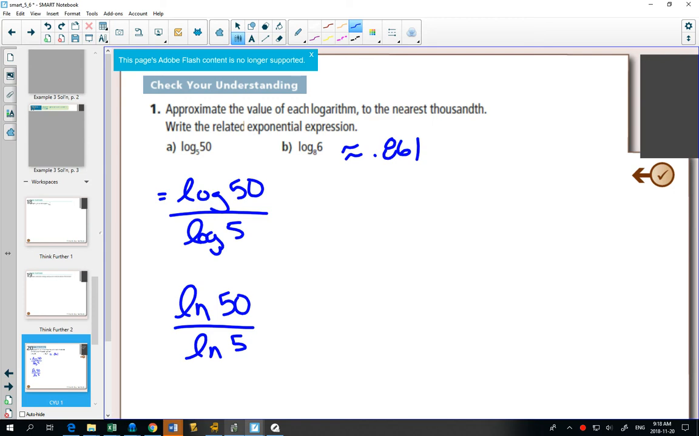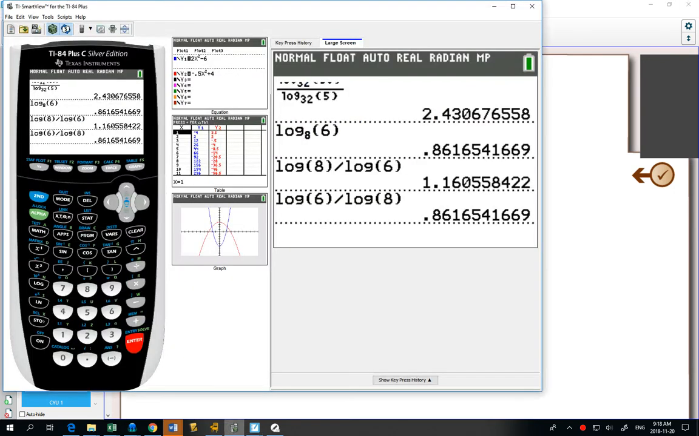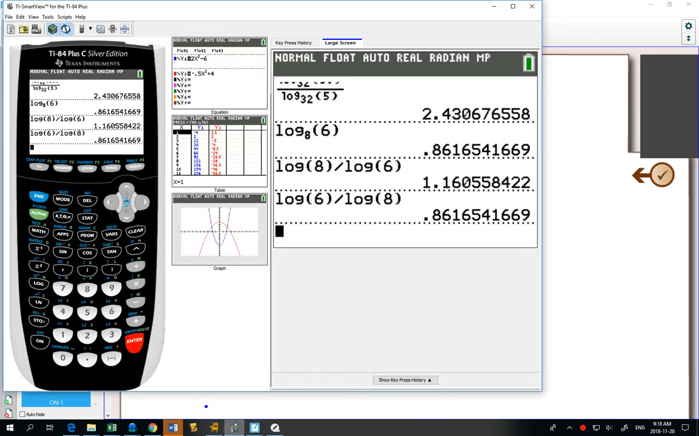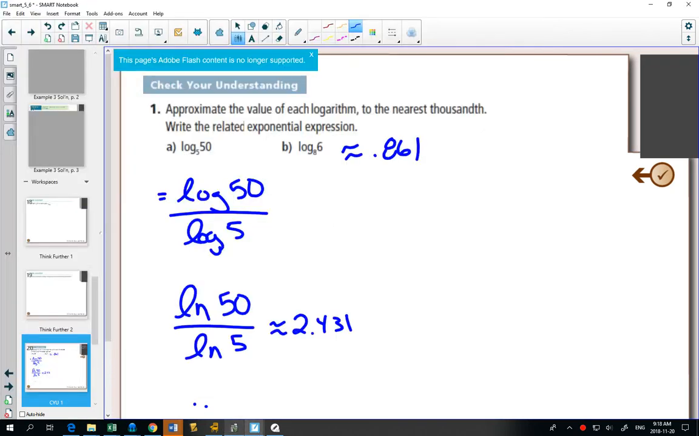We never did write the other one down to the nearest thousandth. 2.430. Well, rounding, is it 43431? Okay, so questions for practice on this one are 3, 4, and 5.